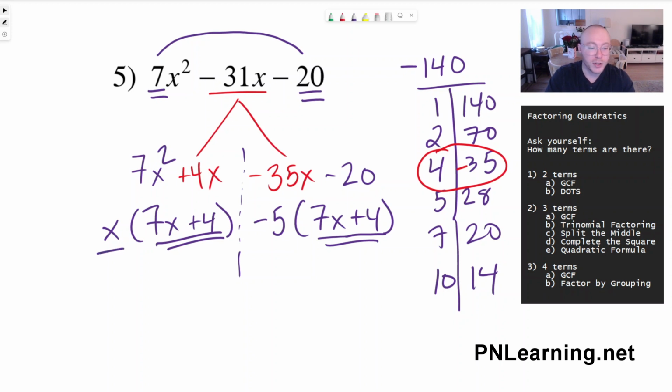What we'll do is we'll take the stuff that was on the outside here, the x and the negative 5, so we'll get one factor, x minus 5. And we'll get this matching stuff, 7x plus 4, as our other factor. And that is how you do split the middle. It's a couple extra steps, but once you practice this, it becomes a very quick process, almost just as easy as trinomial factoring.